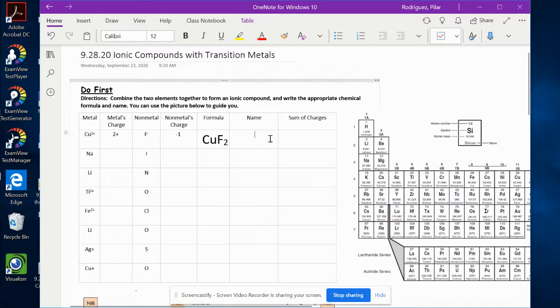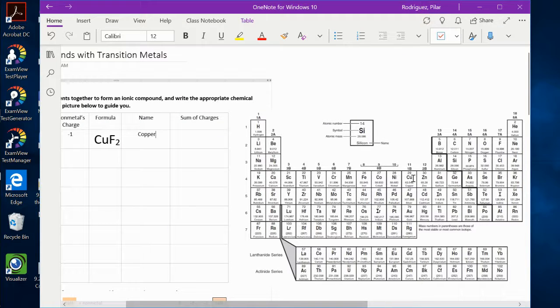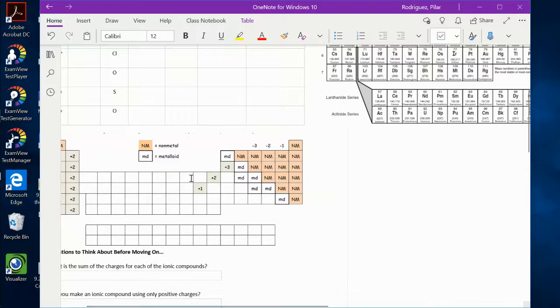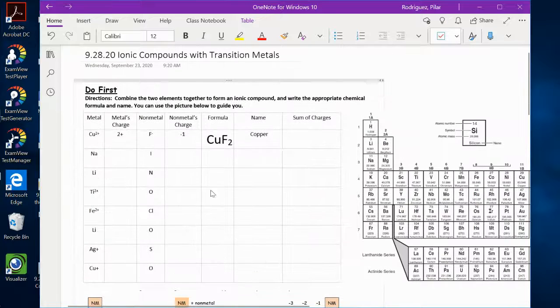The name of this is going to be copper. I know that this is copper because Cu right here, if you look at, let me hide that. If you look at the periodic table, copper Cu is right here, copper. So because copper is a transition metal, I know it is a transition metal because it is in the blank space of this picture down here. So anything that's blank is a transition metal.